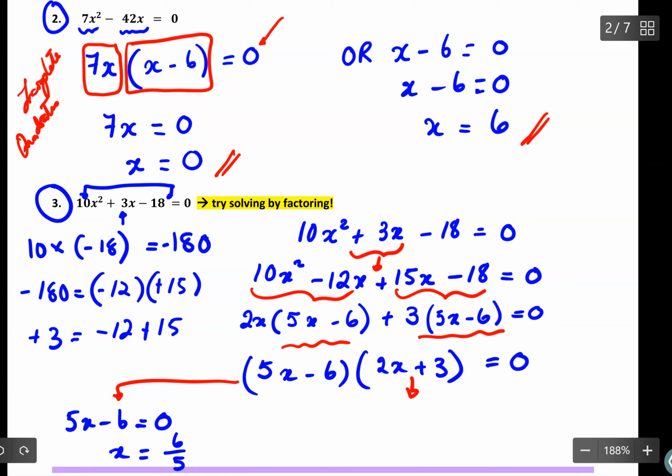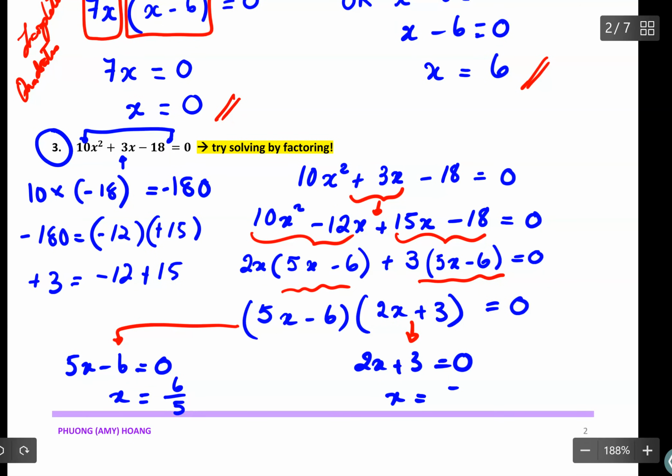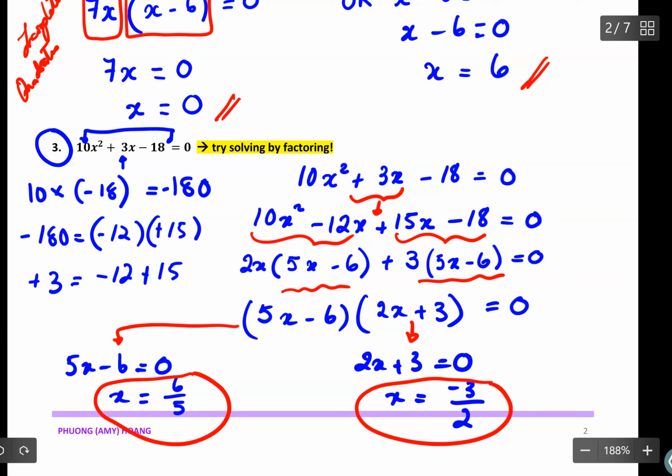Right here you can have 2x plus 3 equal to 0. Therefore, x is equal to negative 3 over 2. So these are the two solutions for this quadratic equation: x equal to 6 over 5 and x equal to negative 3 over 2.